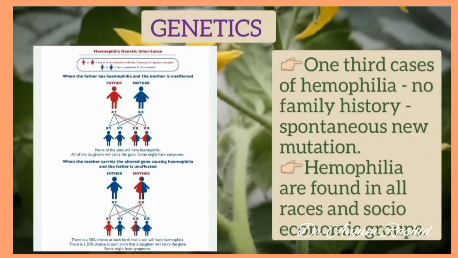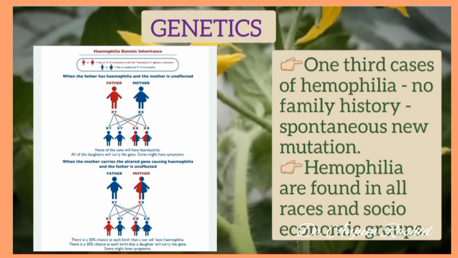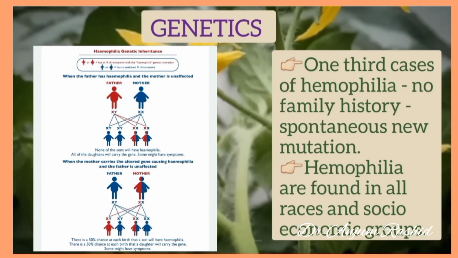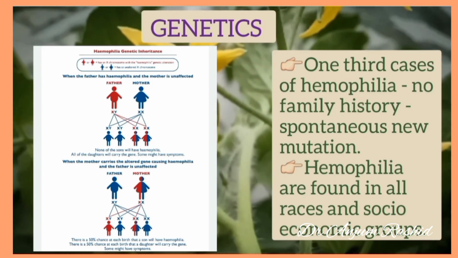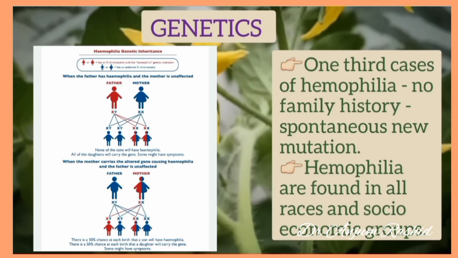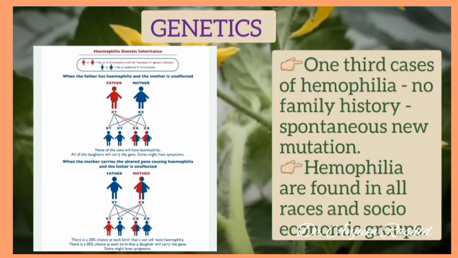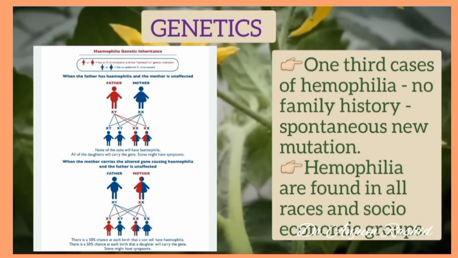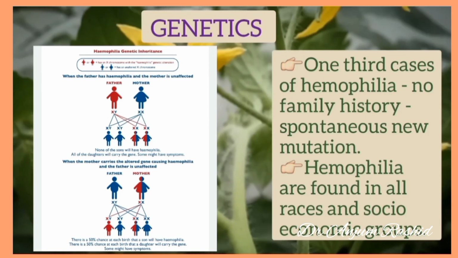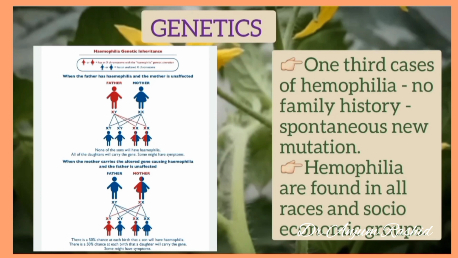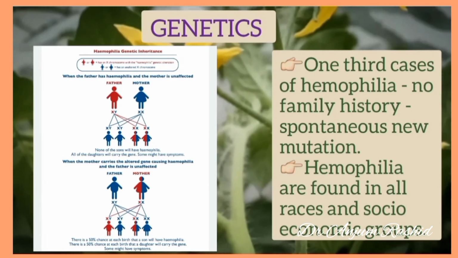Now, in the picture you can see that if a father is hemophilic and mother is normal, non-hemophilic, then all the sons will be normal and all the daughters will be carriers. While on the other hand, if the father is normal, non-hemophilic, while the mother is a carrier, then there is a 50% chance that sons will be affected, that is, they have hemophilia, and there is a 50% chance that the daughters are carriers.